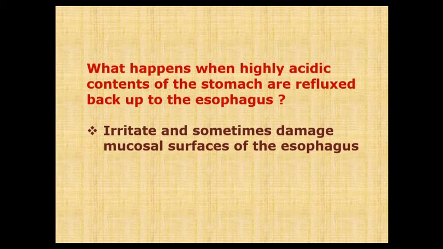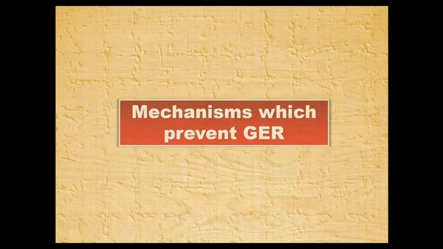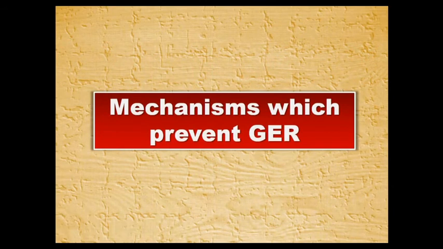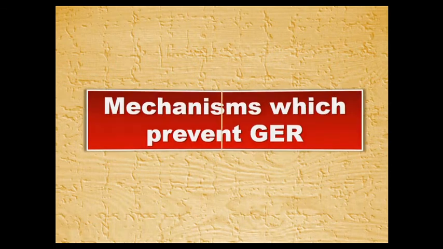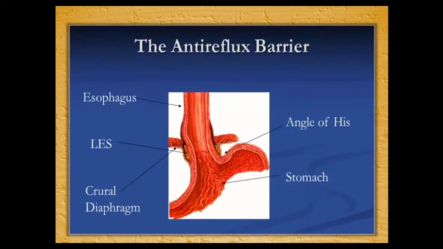So, gastroesophageal reflux disease is a clinical condition that is severe enough to impact the patient's life and/or cause local damage to the esophagus and its complications. Now, we will learn the mechanisms which prevent gastroesophageal reflux. As shown in this picture, we can call these mechanisms the anti-reflux barrier.